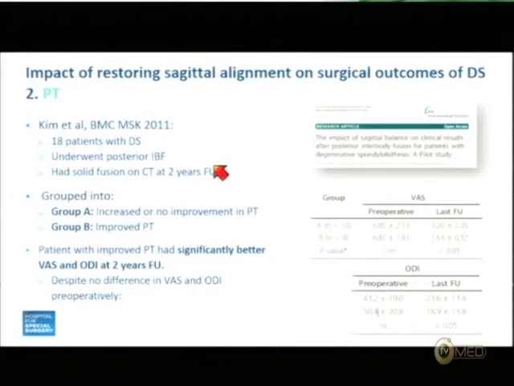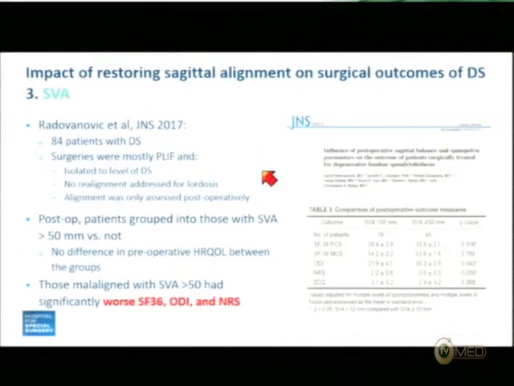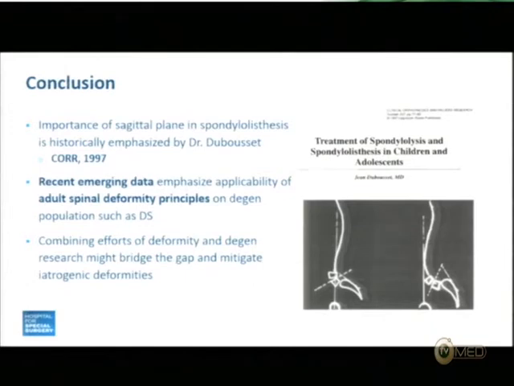A very similar finding in this study that was dedicated to degenerative spondylolisthesis. And finally, when you look at the more severe cases, this was again on degenerative spondylolisthesis. They demonstrate that if after the surgery you have an SVA greater than 5 centimeters, you're going to have a worse outcome in terms of SF-36, ODI, or overall back pain.